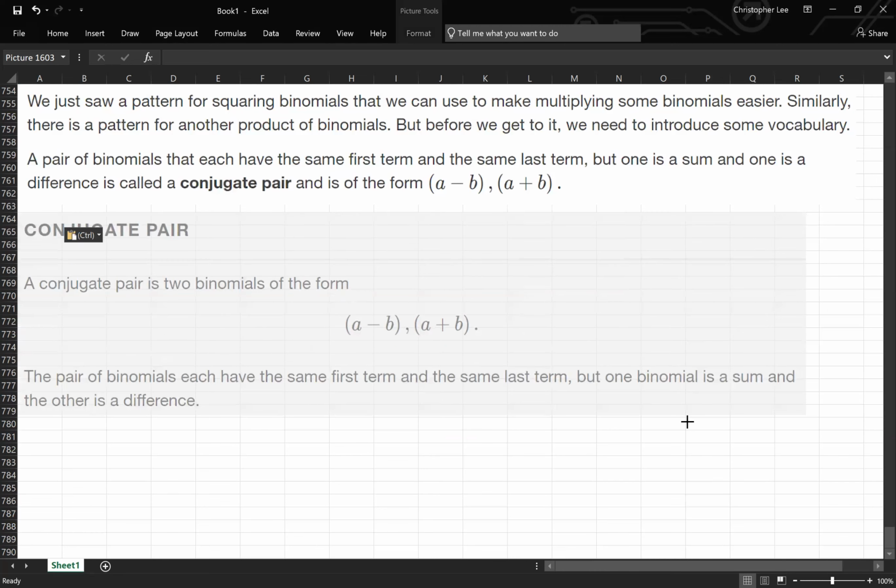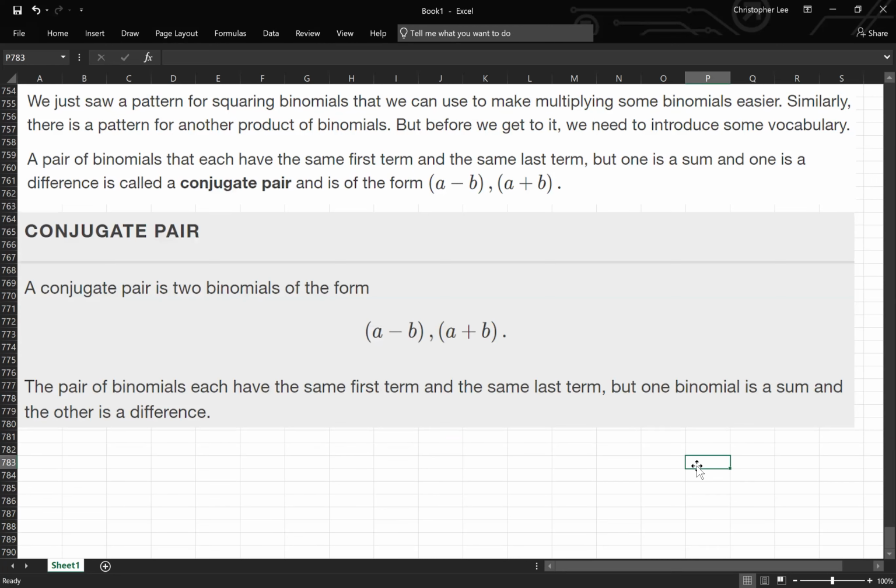So a conjugate pair is two binomials of the form a minus b times a plus b, right? The pair of binomials each have the same first term and the same last term, but one binomial is a sum and the other one is a difference. Okay?